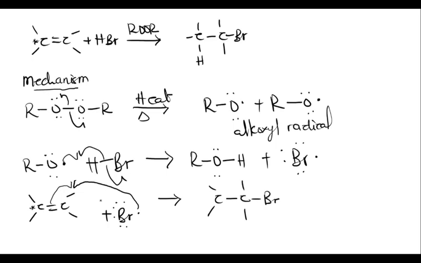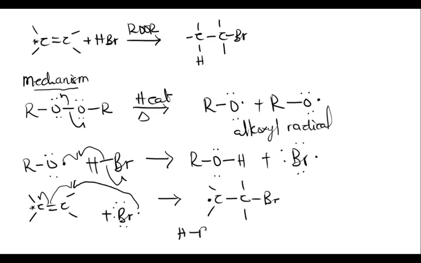If this happens, it means the second electron from this bond will now be placed on the most substituted carbon. So we have the most substituted carbon, which is this carbon here, becoming a radical. Because this carbon is the most substituted carbon and the radical is on it, it is now very, very stable, and hence the reaction can continue.